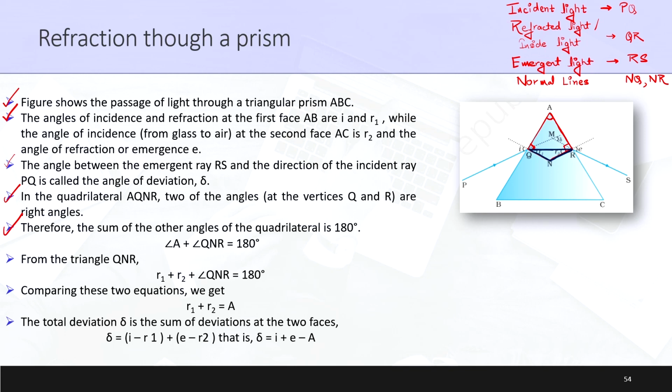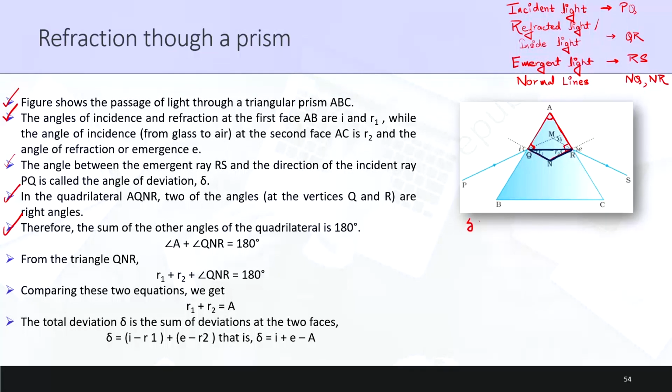Next thing is, the total deviation angle delta is the sum of the deviations at the two faces. So, what is the deviation at two faces? From where does the name angle of deviation derive? Angle of deviation is the amount of difference in the angles at the two locations. First is the angle I minus R1 and second is angle E minus R2. So, just writing it here, delta is equal to I minus R1 plus E minus R2.